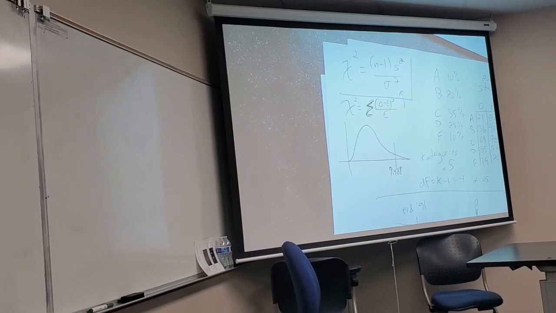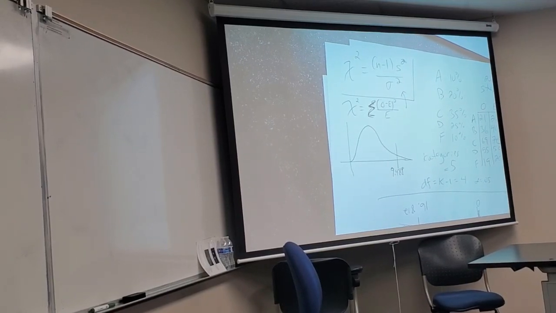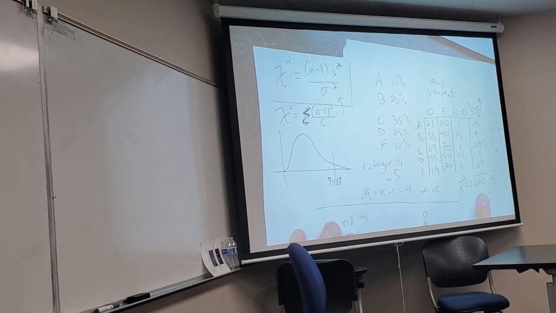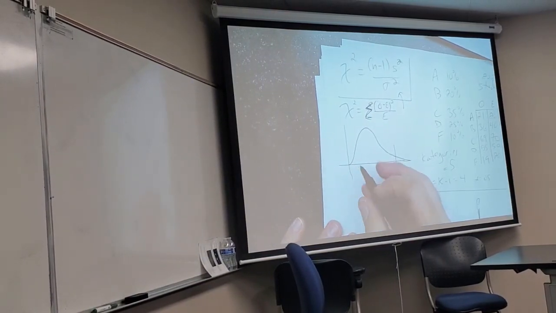If there would have been no difference, the chi-square we calculate would have been 0, correct? That would have been here. That would have been right there.